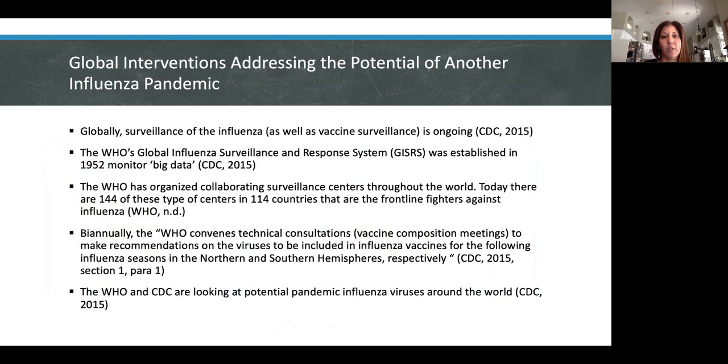Global interventions addressing the potential of another influenza pandemic. And remember, I told you that it's going to happen. It's just when. So surveillance is key. The CDC has ongoing surveillance, and I talked to you about that GISRS system in the previous slide, that was established in 1952 to monitor this big data information. That surveillance system is still ongoing today, and the World Health Organization is collaborating through surveillance systems with other centers throughout the world. There's a total of 144 of these centers throughout the world in 114 different countries. Those are the frontline agents to really watch for surveillance, making sure those diseases aren't spreading. And biannually, the World Health Organization convenes technical consultants, and they have meetings to make recommendations on the viruses, what viruses to be included in the next vaccine.